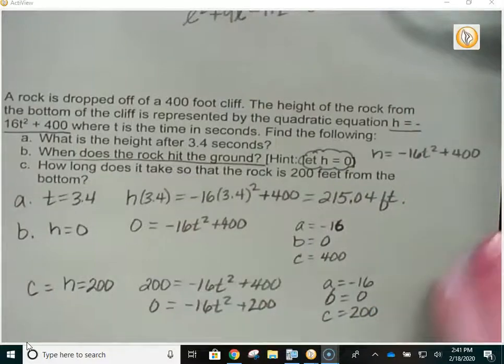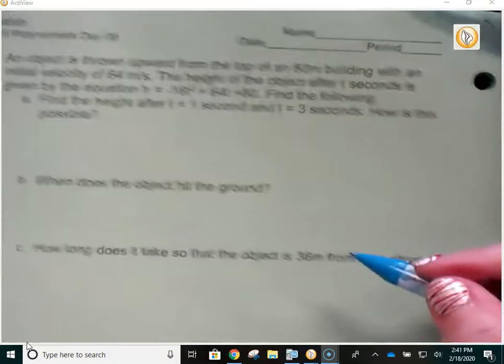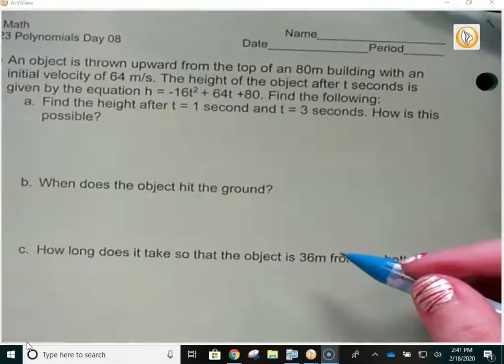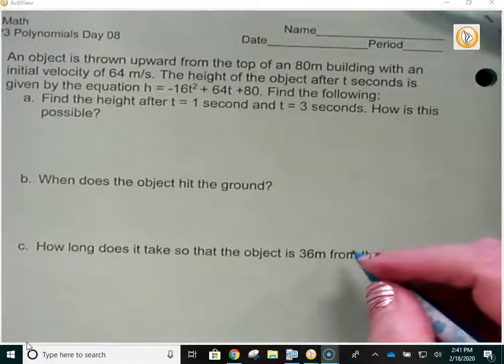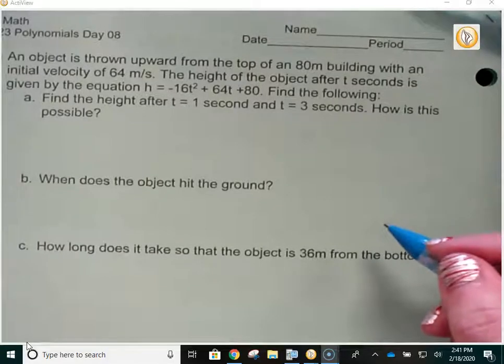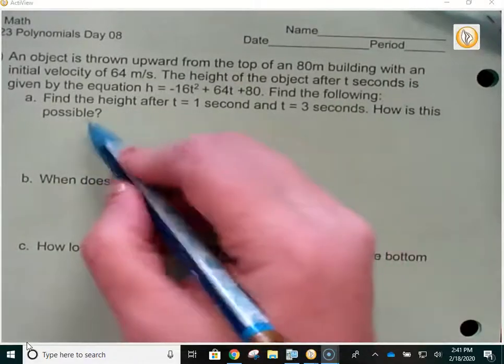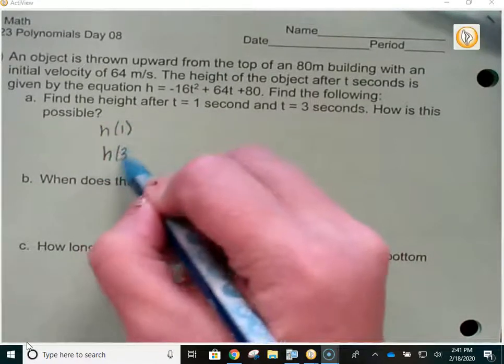Okay? And last problem is same type of problem. An object is thrown upward from the top of a building with 80 meters with a velocity of 64 meters per second. The height of the object after t seconds is given by this equation. Find the height after t equals 1 and t equals 3. So plug it in. So you do it once for h of 1 and once for h of 3.